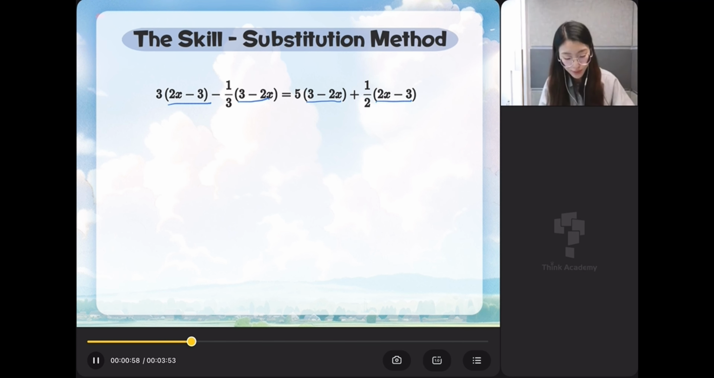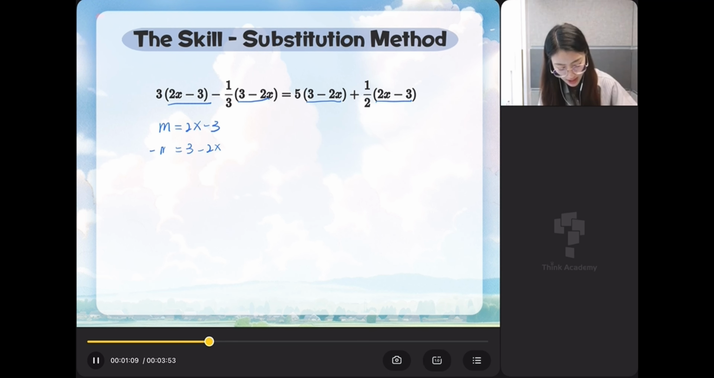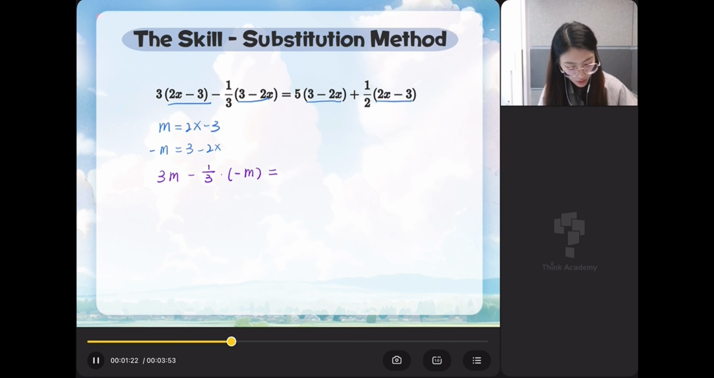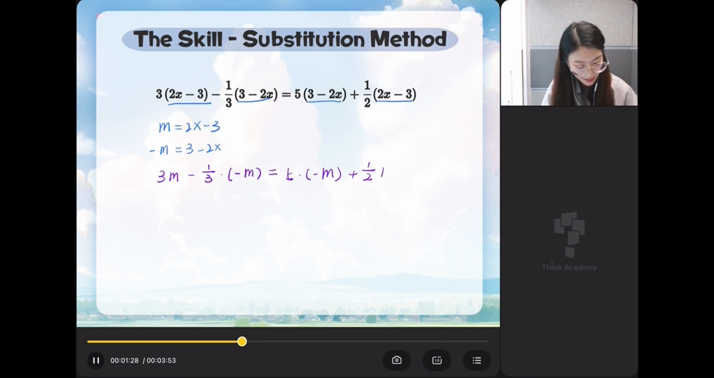So if I use a new variable m to represent 2x minus 3, then 3 minus 2x is actually equal to negative m. Okay, if I plug this new variable back into the equation, we have 3m minus 1/3 times negative m equals 5 times negative m plus 1/2 times m, right?